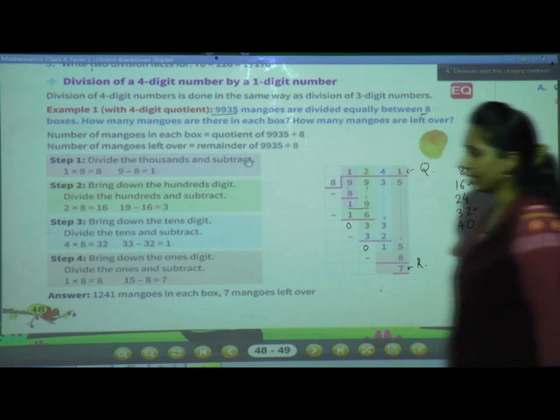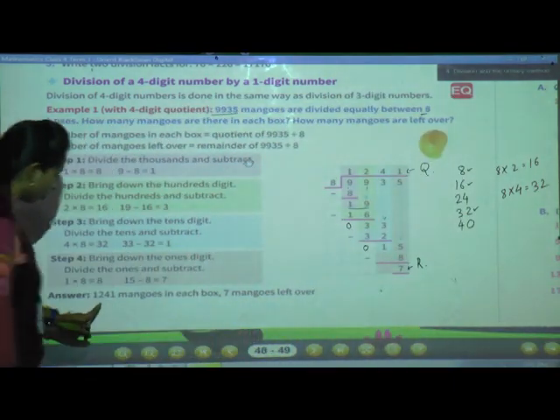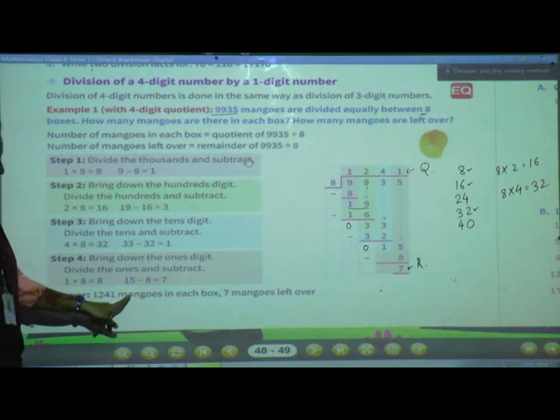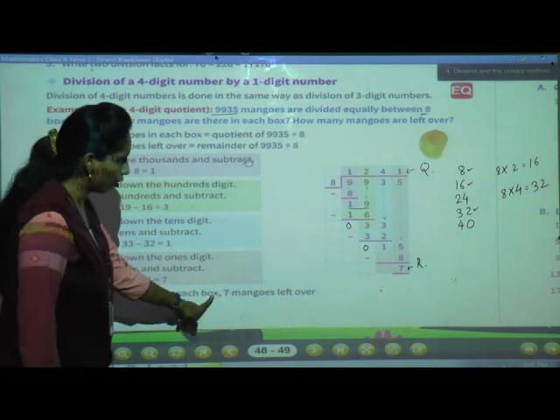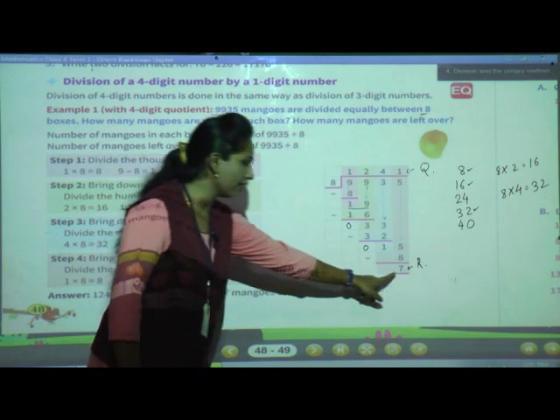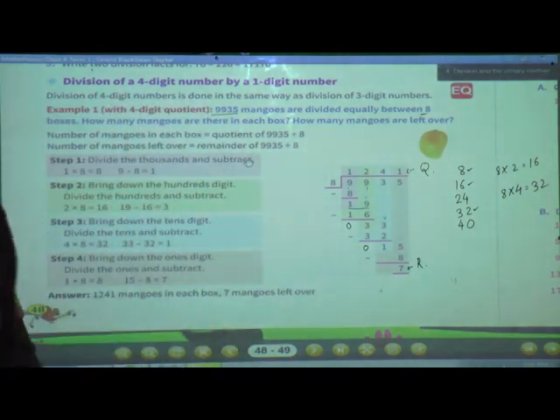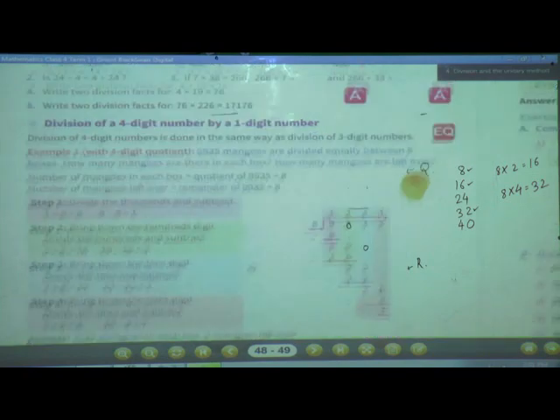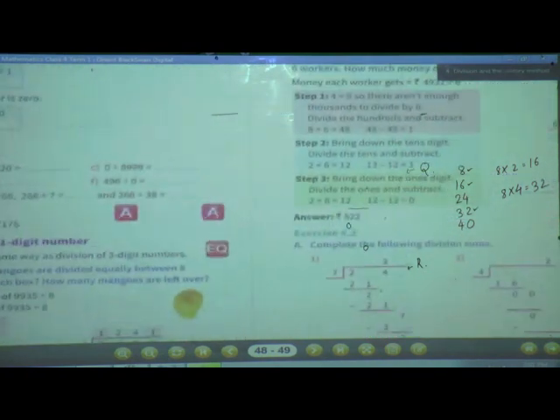See how we have to write the answer. 1241 mangoes in each box. See the quotient, and 7 mangoes are left over. Okay, understood? Clear? Now we will move to the next example.